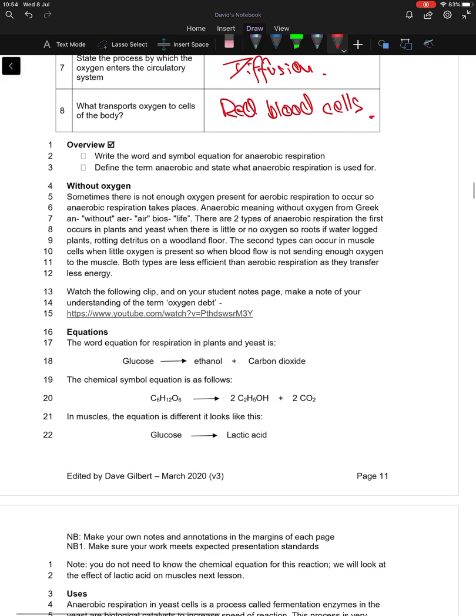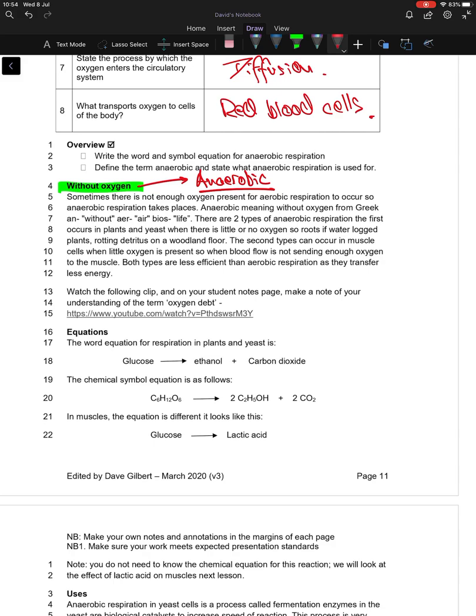So this lesson is going to focus on writing and understanding the word and symbol equation for anaerobic respiration, and also making sure that we can define anaerobic and state what anaerobic respiration is used for. So if we go through this first paragraph together. Anaerobic means without oxygen. It's the very basic definition of it. Take nothing away from today, take away that.